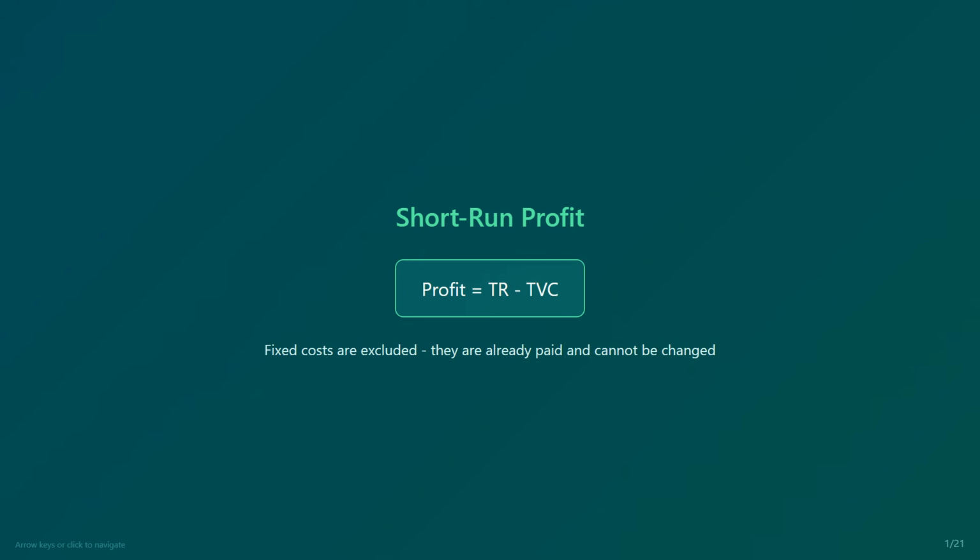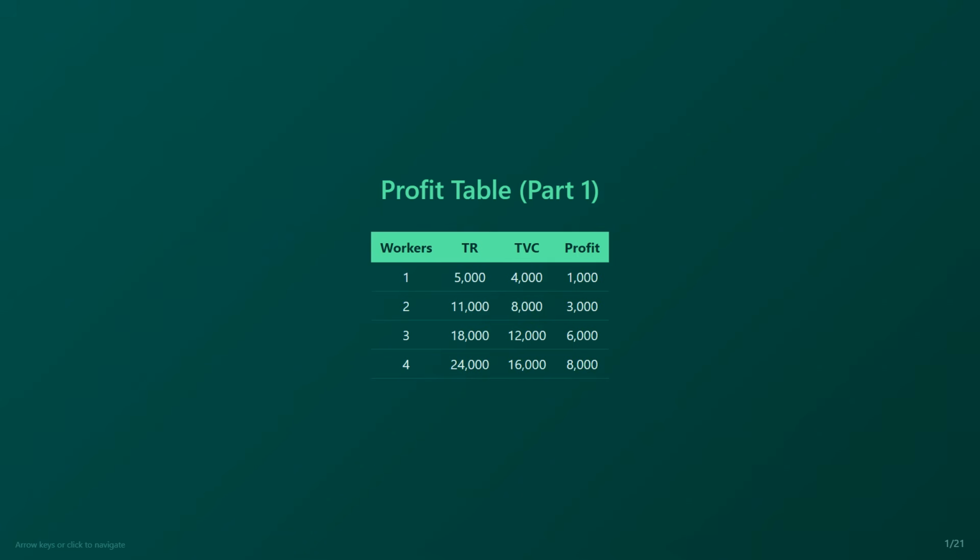Pay attention to an important point: in the short run, we do not include fixed costs in the calculation. Fixed costs have already been paid and cannot be changed, so they are irrelevant to the decision of how much to produce. What determines the decision is only revenue minus variable costs. Let's calculate profit for each employment level.